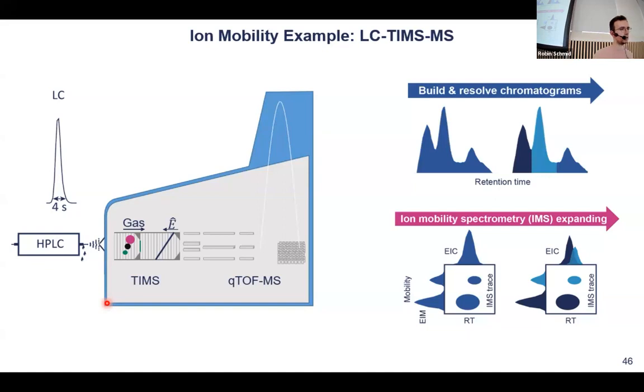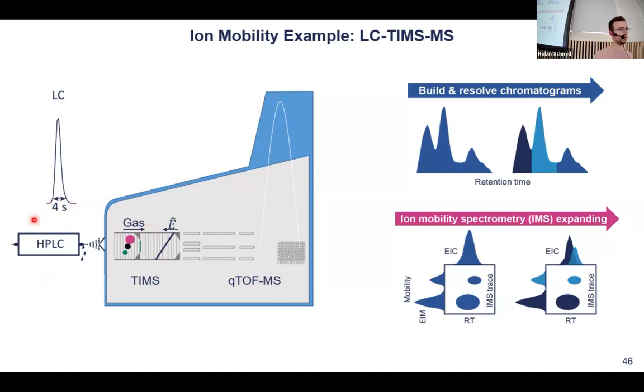You can also have electrical fields and moving gases, but basically the ions are separated in the gas phase, and these separations are built into the mass spectrometer, for example. So that means it's a different system. You don't need to couple anything. It just either is included in the MS or not. And the nice thing about ion mobility separations is that they can take place in a couple of milliseconds.